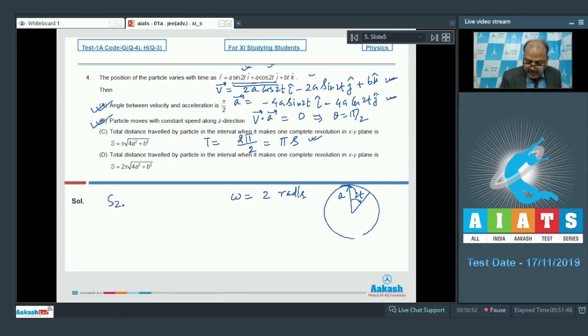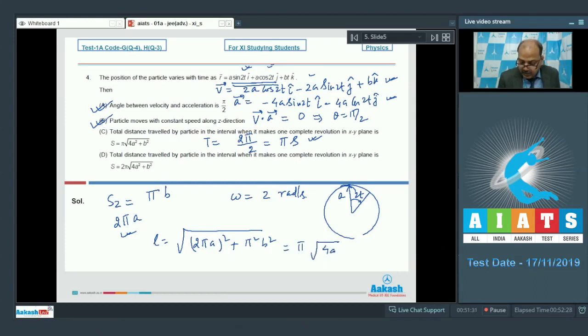So let's say displacement along the z axis is pi into b, and the distance traveled in the xy plane will be 2 pi r, that means 2 pi a. So the total path length will be under root of (2 pi a) whole square plus pi square b square. If we take pi as common outside, we get pi under root 4a square plus b square, which is matching with option C.